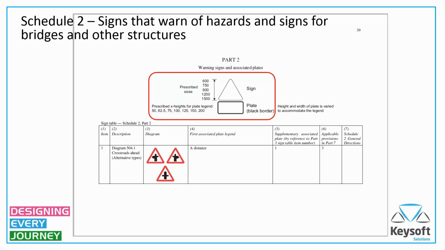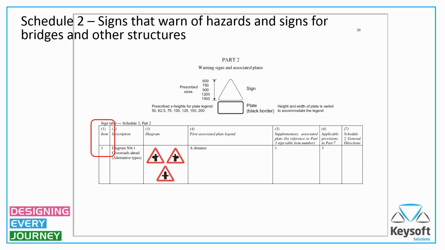We've got the prescribed sizes for the signs that warn of hazards and signs for bridges and other structures at the head of the schedule. That isn't always the case, depending on the schedule. So it's all about tables. This is the sign table for Schedule 2 in Part 2, as you can see labelled just above the table there. And it's about navigating across from left to right.